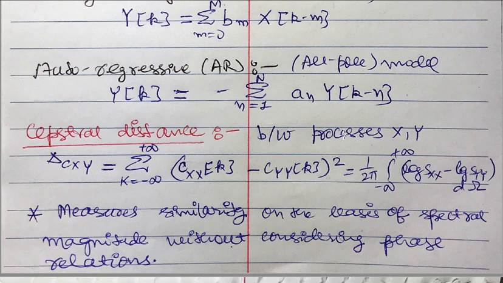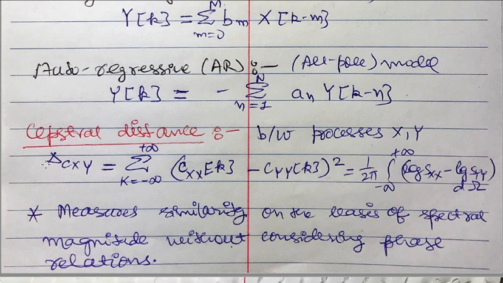So the Itakura-Saito distance measures the difference or similarity between two processes, X and Y. If the distance between two stochastic processes, X and Y, or two signals, X and Y, is smaller, we say they are similar. Here the assumption is that the similarity is measured only on the basis of spectral magnitude, not on the phase. So we assume that for the spectrum of the signals X and Y, only the amplitude is taken into account for measuring similarity. And this distance is defined as delta Cxy, the distance between x and y.